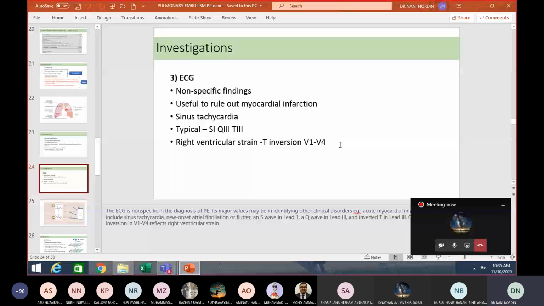You can probably have sinus tachycardia. What is sinus tachycardia? Regular elevated heart rate or rhythm. Regular elevated heart rate.